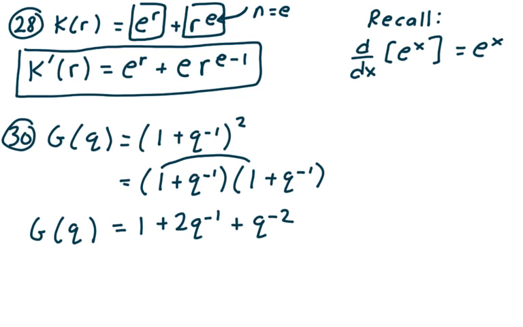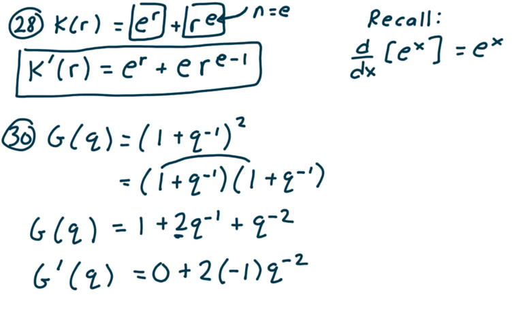Okay? Now, let's go ahead and take its derivative. So we want g prime of q. The derivative of a constant is 0. So the derivative of 1 is 0. So I'm going to write a 0 there. And I'm going to carry the 2 along for the ride, and I'm going to take the derivative of q to the negative 1. But that's negative 1 q to the negative 2. And then I'm going to go plus negative 2 q to the negative 2 minus 1, which is negative 3.